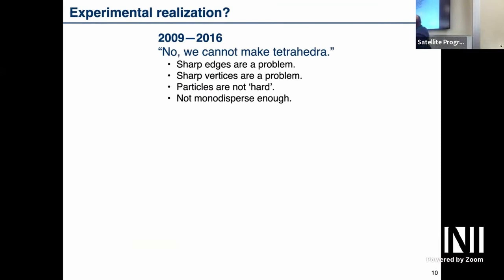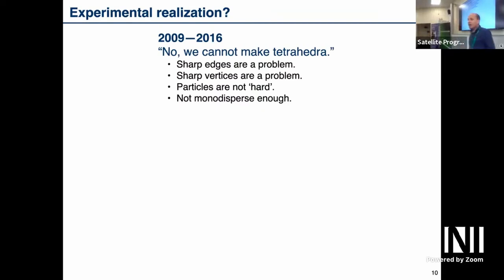We talked to groups with like 7 years. They said, no, we cannot make tetrahedra because it's very hard. The sharp edges are a problem, in the sense that when you grow a crystal and get a polyhedron, this is usually a Wulff shape. That means it's a thermodynamic equilibrium state, but it's pretty hard to get sharp edges just because thermodynamics tries to round things. Vertices are even harder.